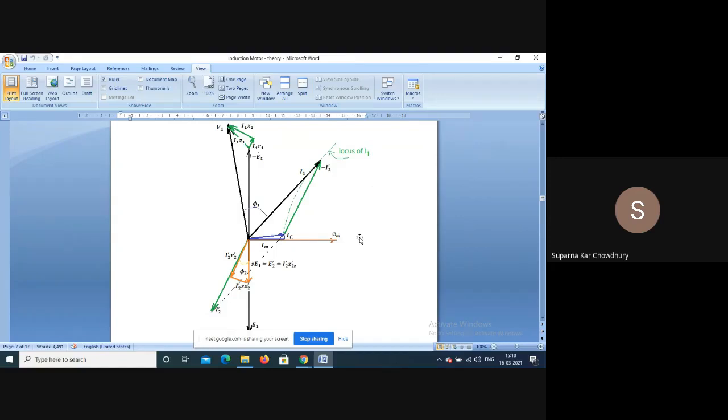Individually, the three phases create a pulsating magnetic field, but the summation of those three fields is a rotating magnetic field whose magnitude is constant. At any particular instant of time, it is sinusoidally distributed across the air gap, but it is traveling across the air gap. So we explain the principle of the induction motor from this viewpoint.